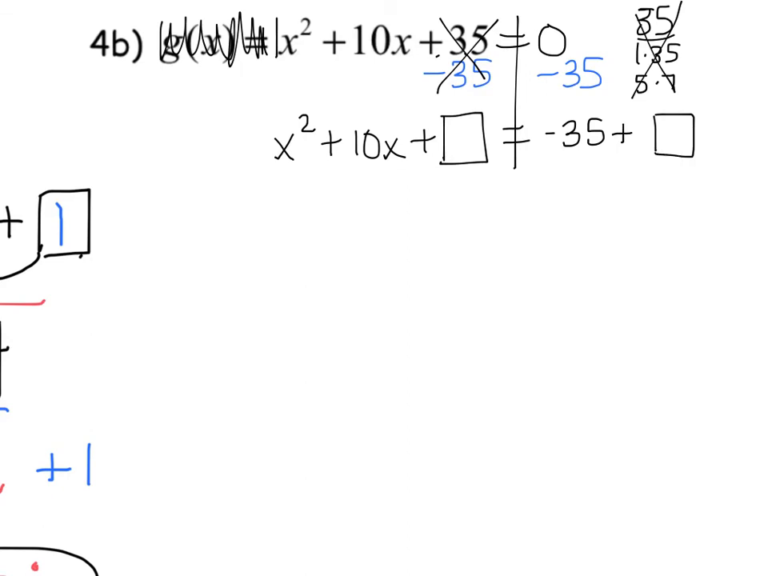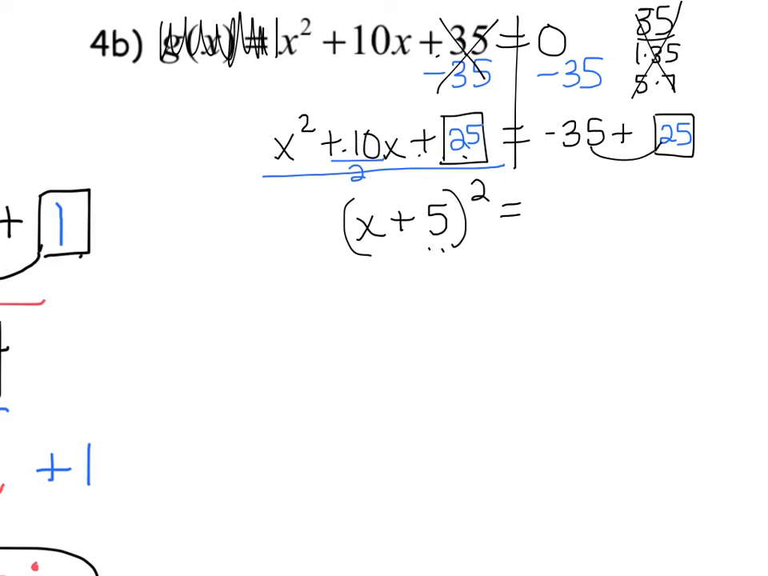So what's going to go in the square? It's going to be 10 divided by 2, which is 5. 5 squared is 25. So we're going to add 25 on both sides. So let's factor this side. In the parentheses, it's going to be what times what equals 25 and adds up to positive 10. How about x plus 5? 5 plus 5 is 10. 5 times 5 is 25. Let's add over here, -35 plus 25 is -10.